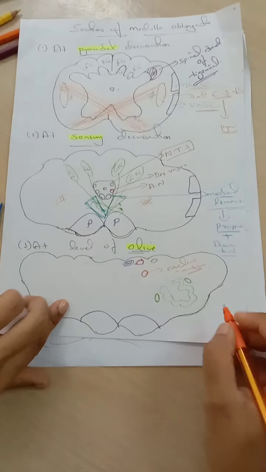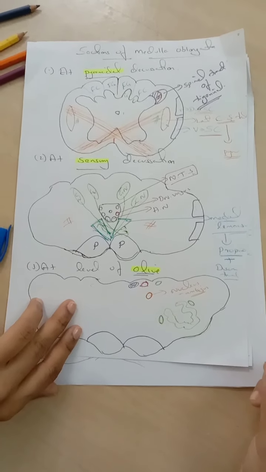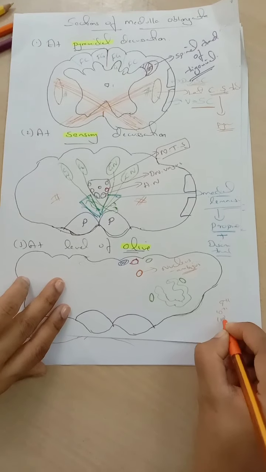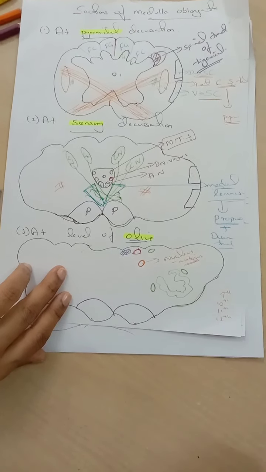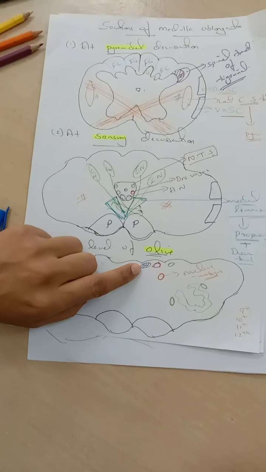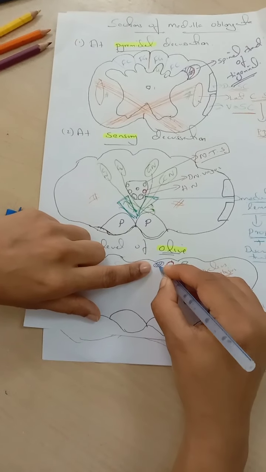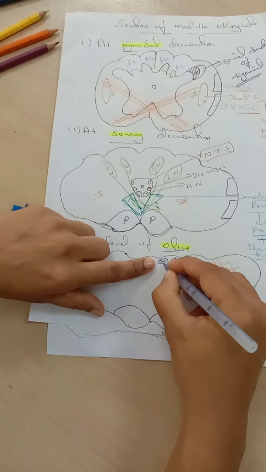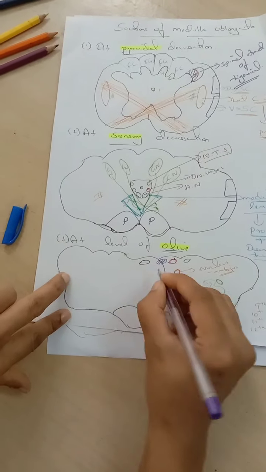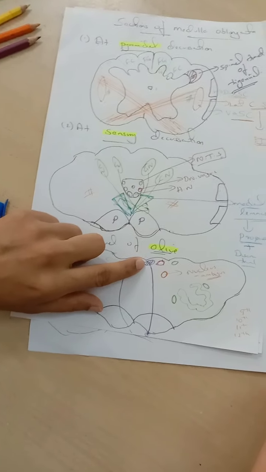You need to understand this. What are the last 4 cranial nerve nuclei? The 9th, 10th, 11th and 12th cranial nerves. The 12th cranial nerve is what you are seeing here. This is only the nucleus of the hypoglossal, isn't it? It will emerge like this, leaving the hypoglossal nerve. This is how the hypoglossal nerve will come out from the hypoglossal nucleus.